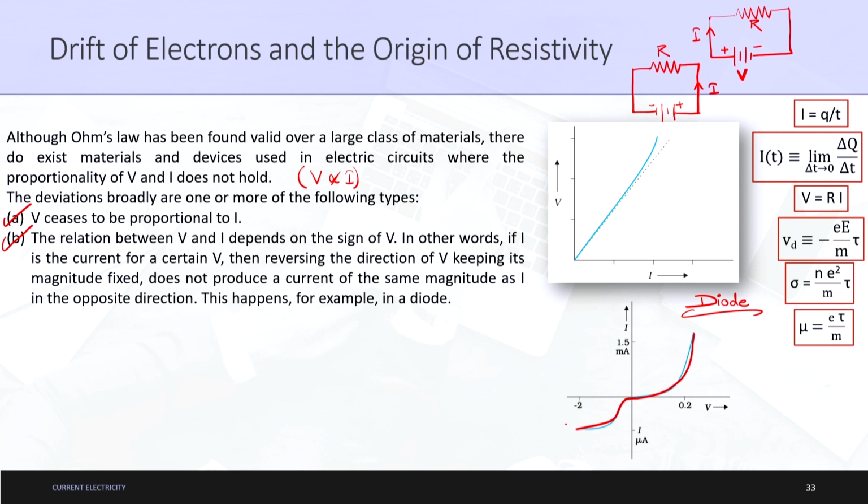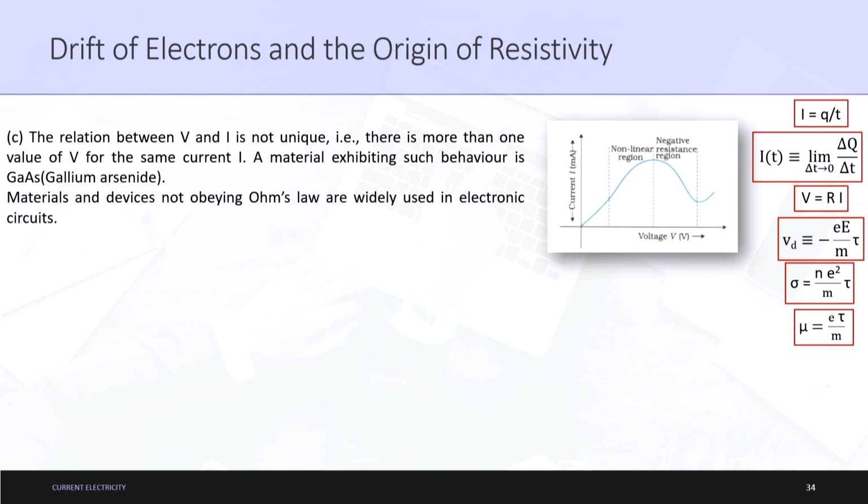First of all, it has a non-linear nature, and in the opposite direction, as you can see, the graphs are not the same. This graph is not equal to this graph. Hence, this is also a deviation from Ohm's law, and hence it is a limitation. So, this has also been explained. Let us move on to the next slide now.